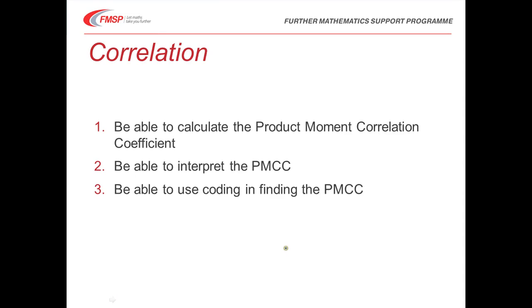So for correlation we need to be able to calculate this thing called the product moment correlation coefficient, which is given to you in the formula booklet, as are its constituent parts to find. You need to be able to state what the PMCC is saying. In other words, you need to be able to interpret it. And also, you're expected to use a little bit of coding to find information about PMCC and also about the related variances that link with that.